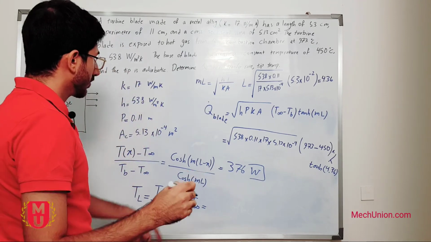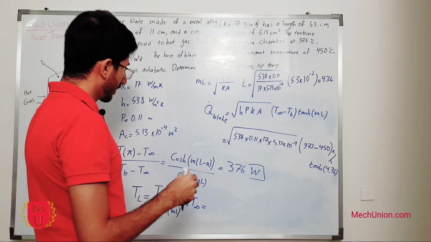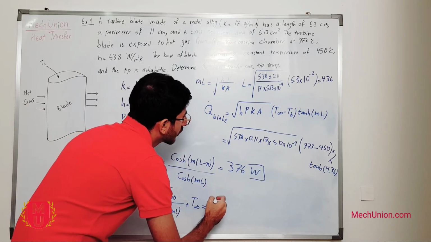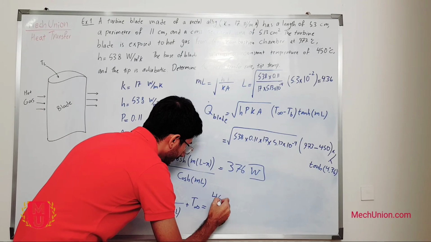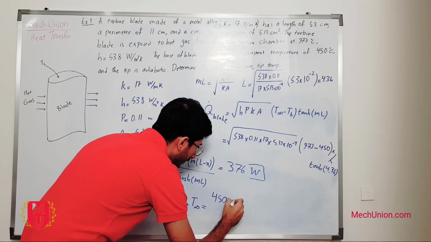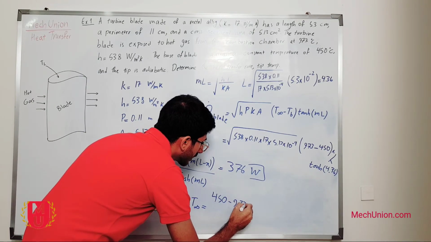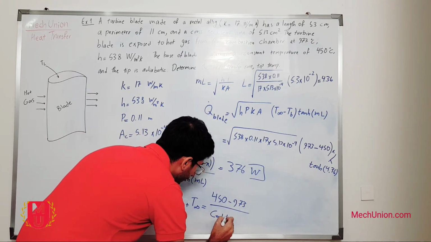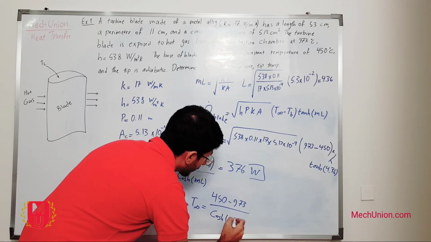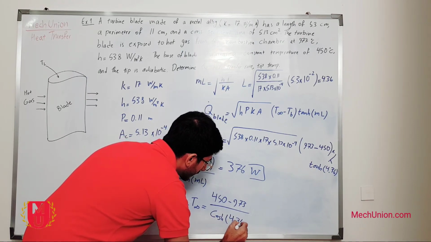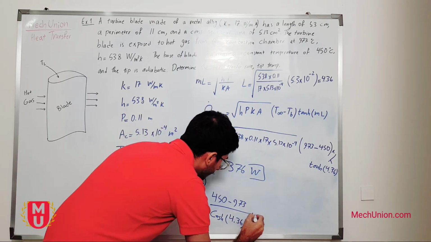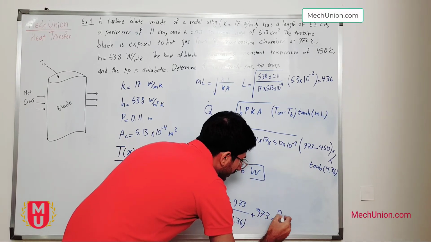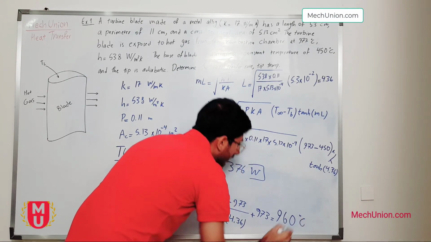If we substitute our values into this equation, we'll have Tb, which was 450, minus 973 over hyperbolic cosine of 4.36, plus 960 Celsius.